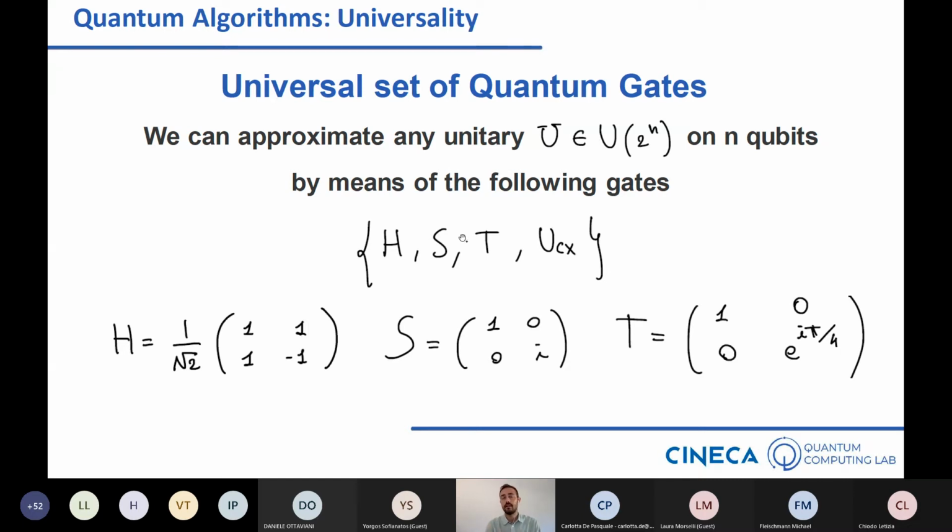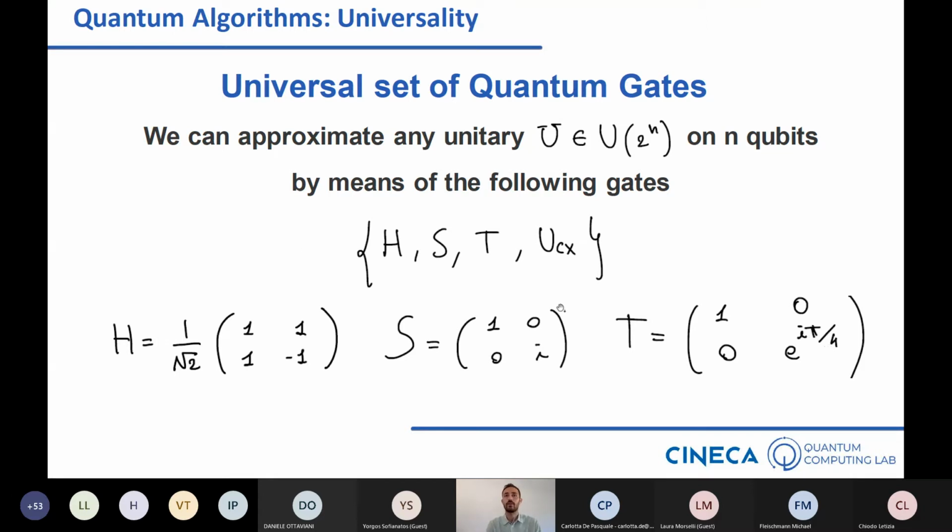An example of a set of gates that can achieve universality in the approximate sense is this one. We have CNOT, plus the Hadamard that you already know, the S gate that looks like this, which is a phase gate, and a T gate, which is a phase gate with pi over 4.